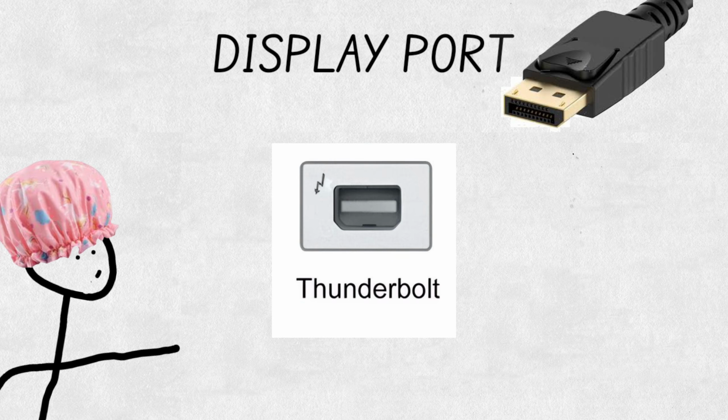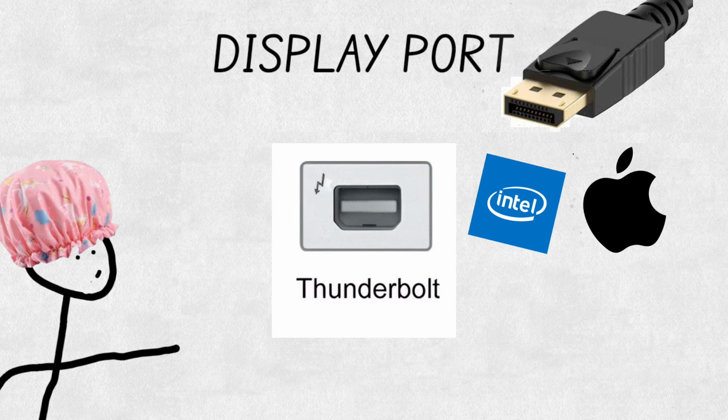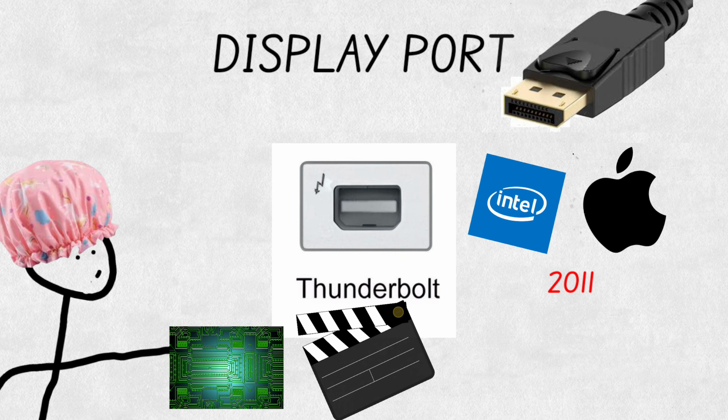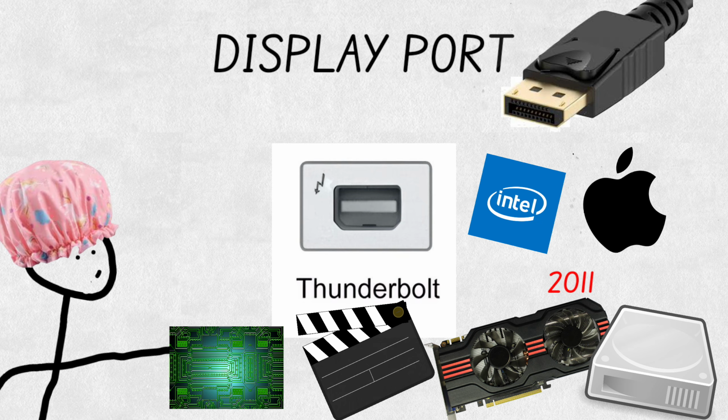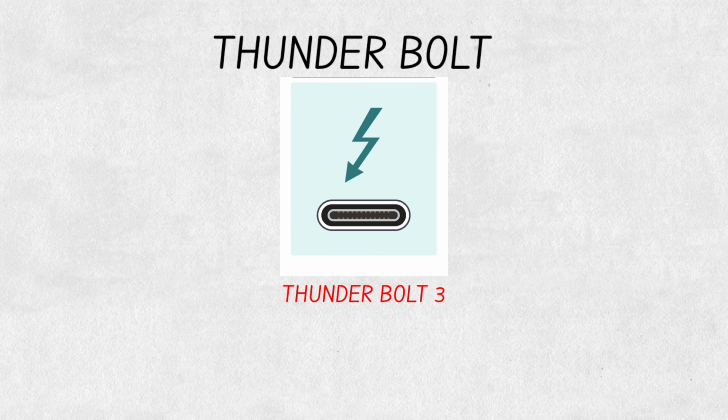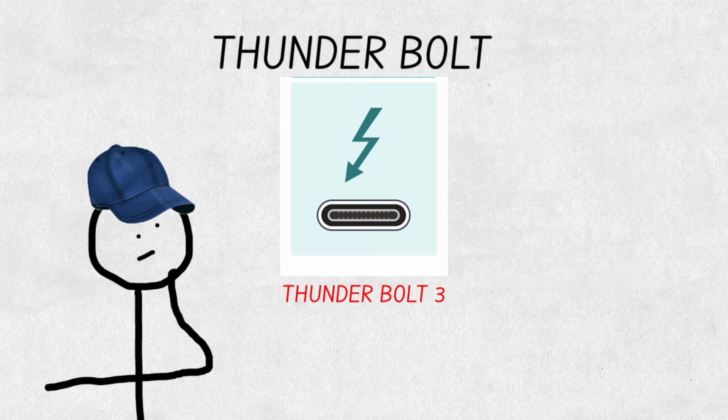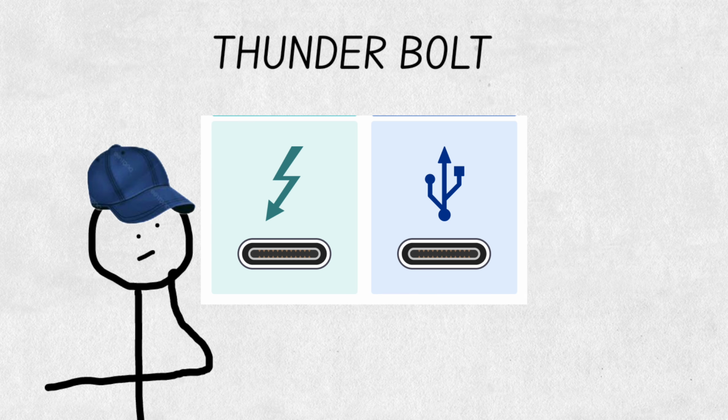Thunderbolt started as a collaboration between Intel and Apple in 2011. The idea was a single high-speed port that could handle everything: data, video, power, external GPU, storage arrays, all at once. Thunderbolt 3 moved to USB-C connector, which caused a lot of confusion because the Thunderbolt 3 port and the USB-C port looked identical. Difference is in what's happening inside.